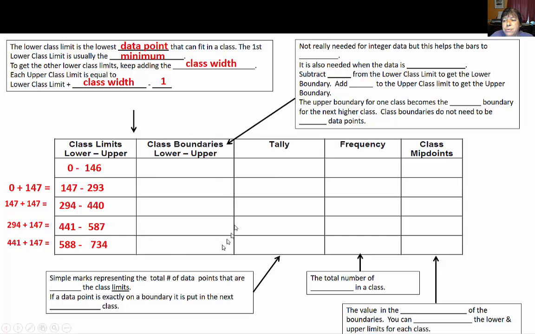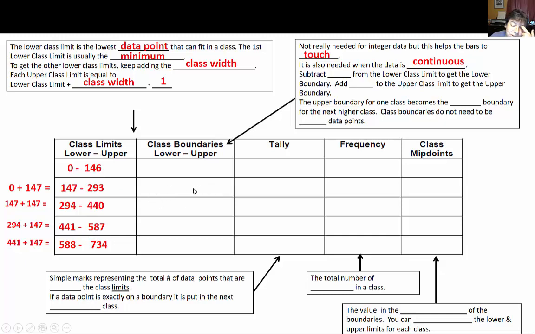Okay, so the class boundaries part here is we use it to make the bars touch, all right? That's why we have it there. By the way, this may not represent actual data points, and I'll go over that again. It is also needed if you have continuous data, so if, say, you're weighing, I don't know, fish, and you're doing 0.5 ounces, or 0.7 ounces, or 0.3 ounces, then these class limits won't work because these tend to be integer values.